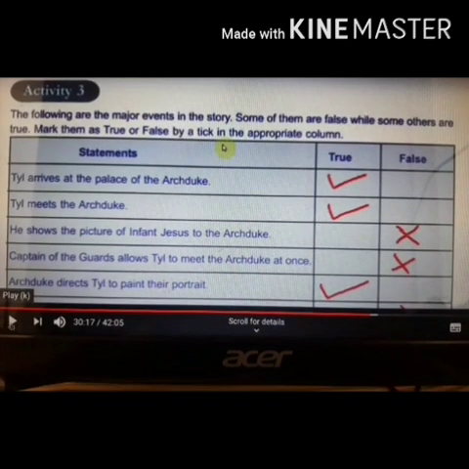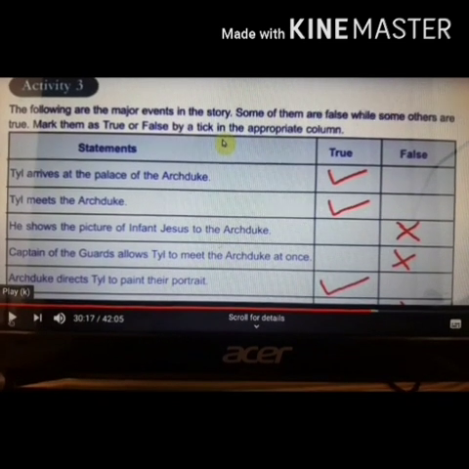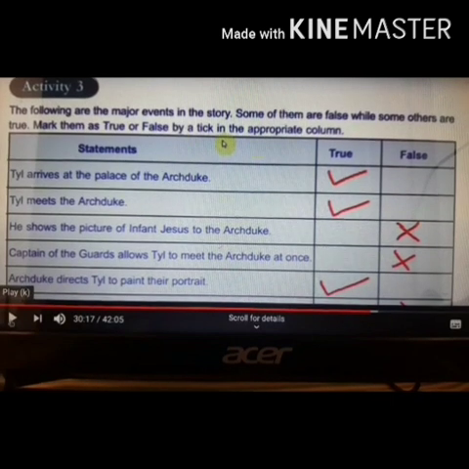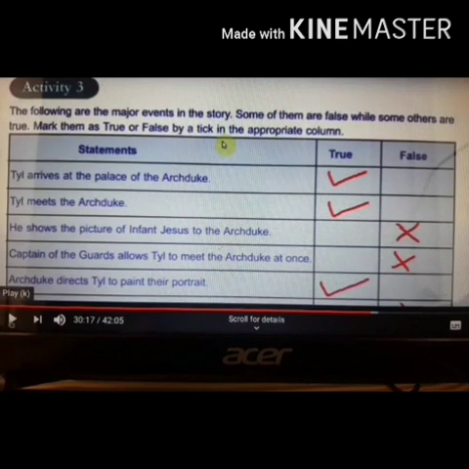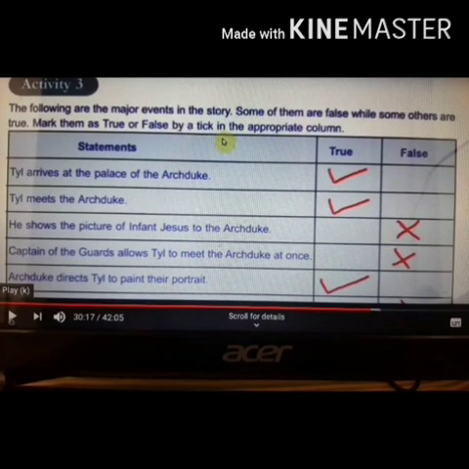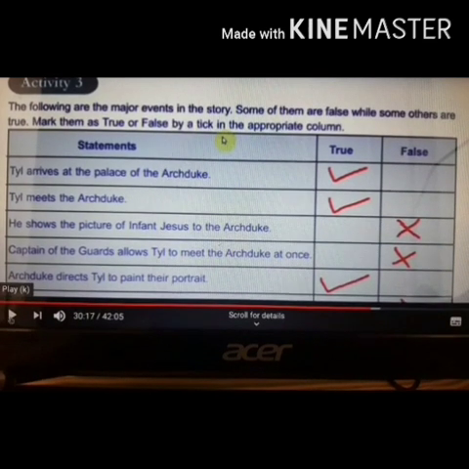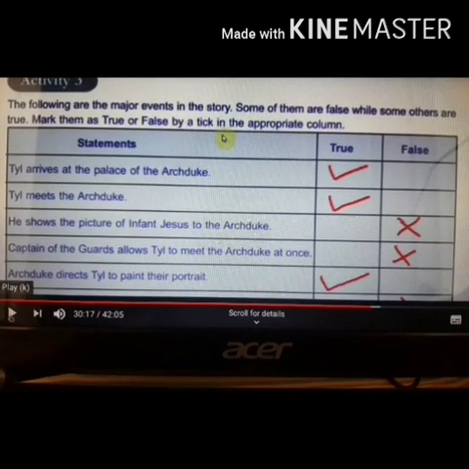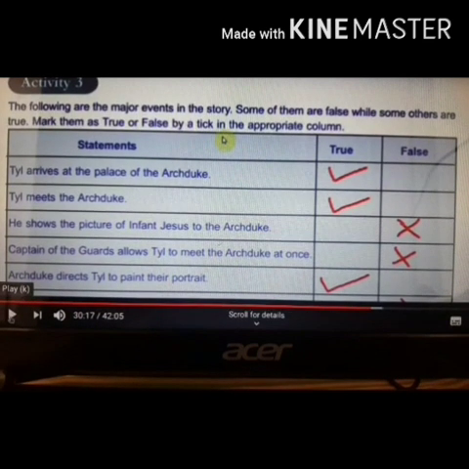Activity 3. The following are the major events in the story. Some of them are false, while some others are true. Mark them as true or false by a tick in the appropriate column. Till arrives at the palace of the Archduke. Is it true or false? Is it true? Till meets the Archduke. Yes, it is true.